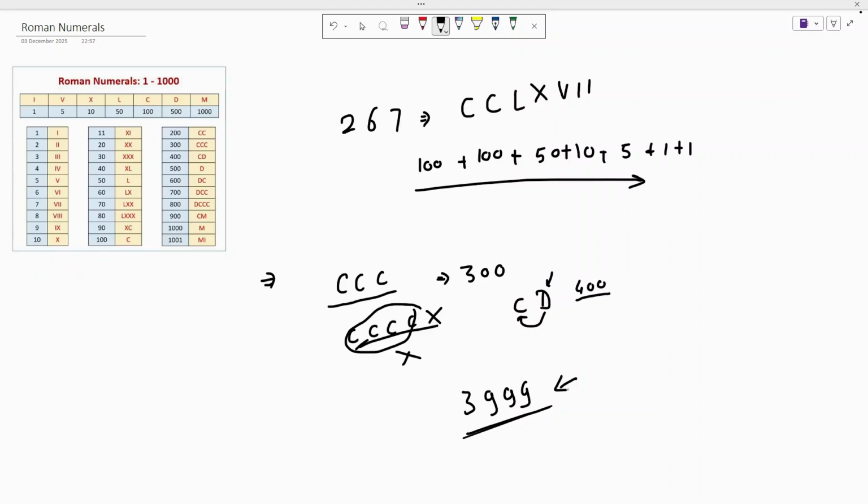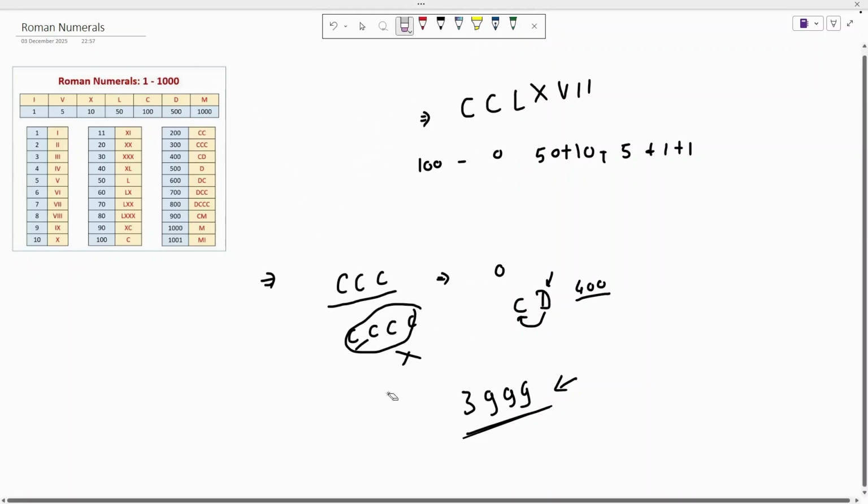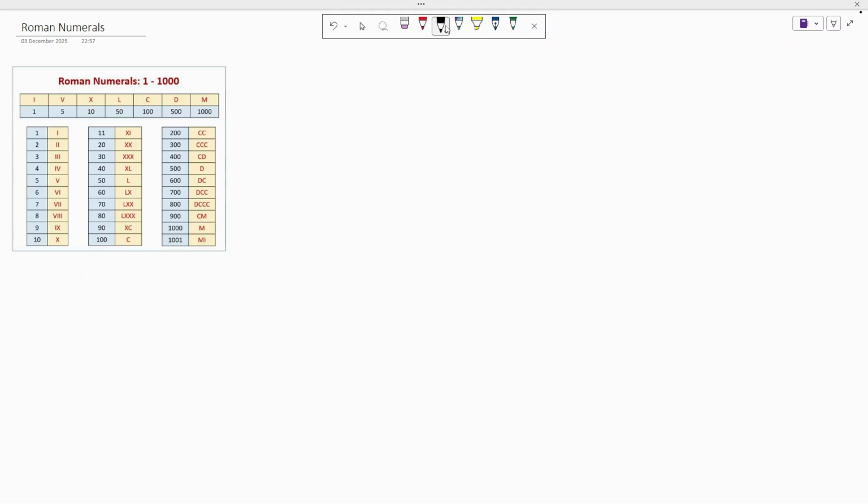So let's practice a few questions. We will convert a few numerals to Roman numbers. Example 1 is converting the numeral 14 to a Roman number. 14 is 10 plus 4. For 10, X is there. For 4, IV. So for 14, the representation will be XIV.